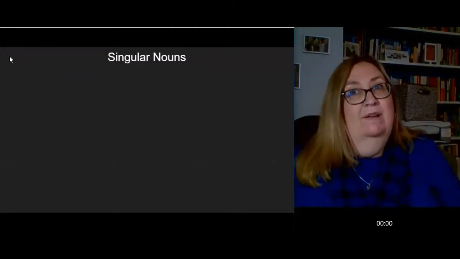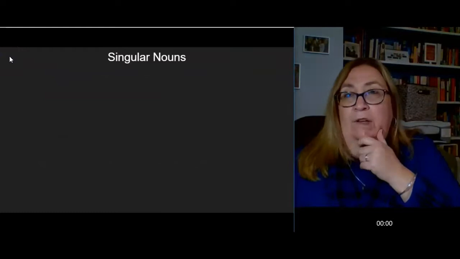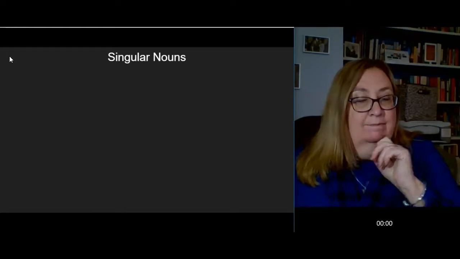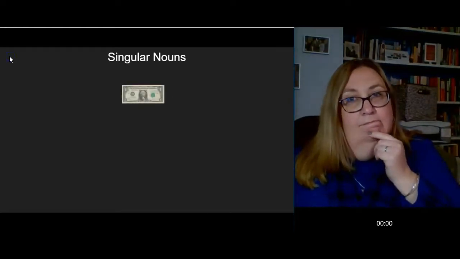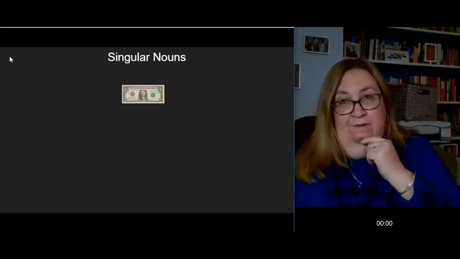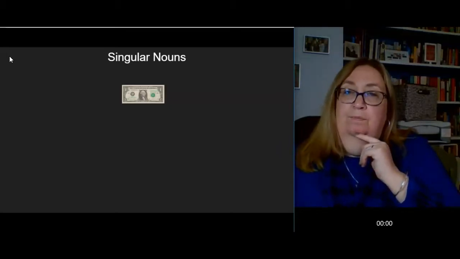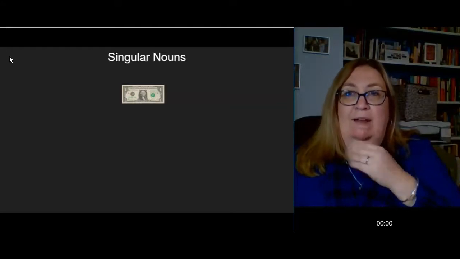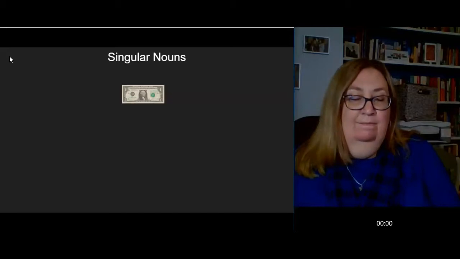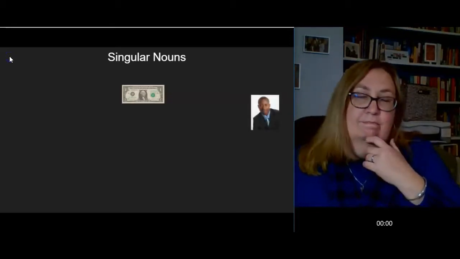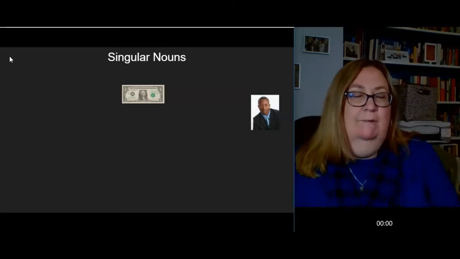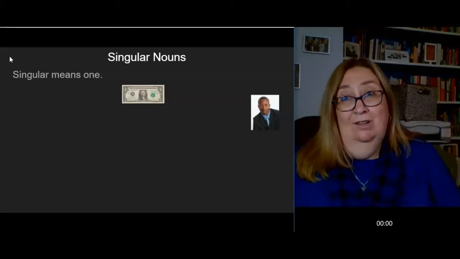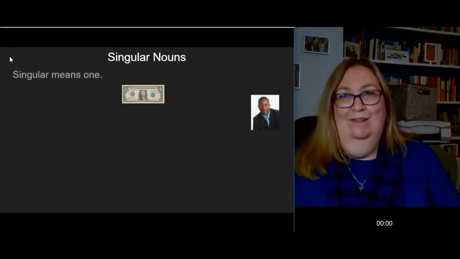All right, let's talk about the word singular. Think really hard about what the root word of singular would be. Let me give you a hint. My grandfather used to call those singles. How many singles do you have in your pocket? Would mean how many $1 bills did you have in your pocket? Okay. Singular means one, just like single, which is the root word for singular.